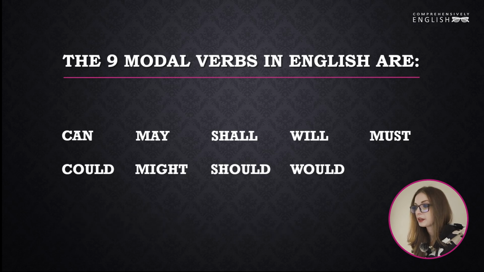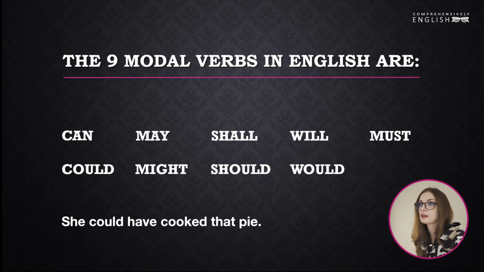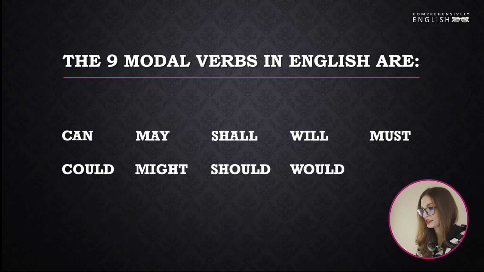But be attentive, please, this doesn't mean that could is identical in all its meanings to can. Modal verbs tend to express different meanings in the present and in the past. I can say she can cook well, expressing her ability to cook. But she could have cooked that pie will express that it is possible that she cooked that pie. It will express likelihood in the past.